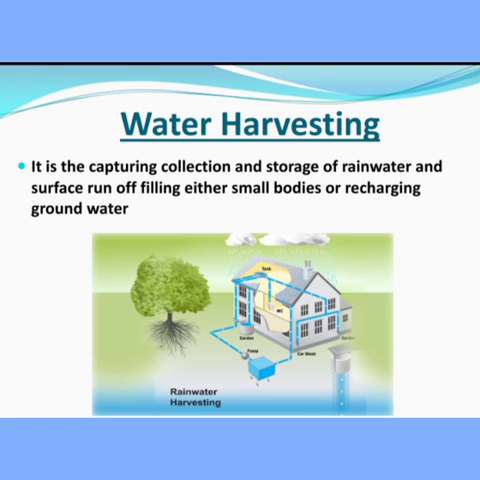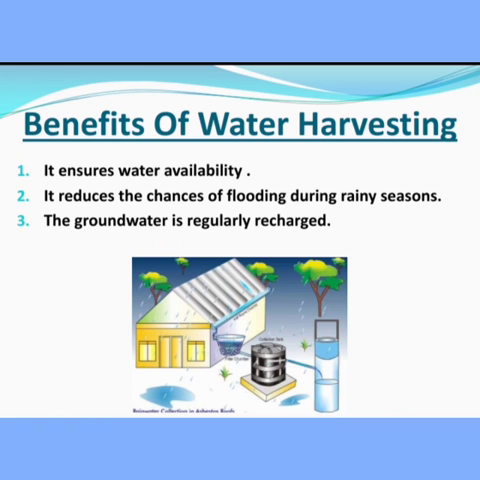So what are the benefits of this rainwater harvesting or water harvesting? So it ensures water availability. Whenever there is a need of water, because you have already collected the rainwater and stored it at one place, you can make use of it whenever you are in need, right? It ensures water availability, so 24 by 7 there will be availability of water. Even in the summer season there will be availability of water, because you have already collected and stored water during the rainy season.